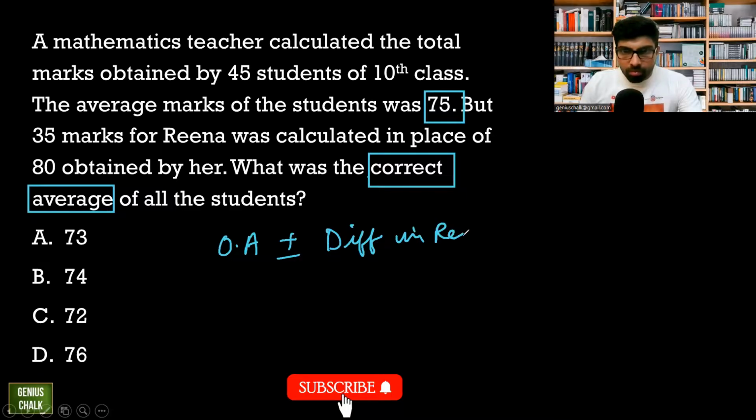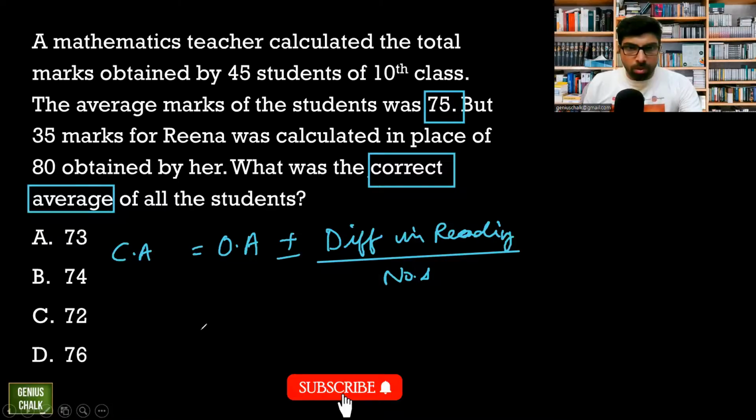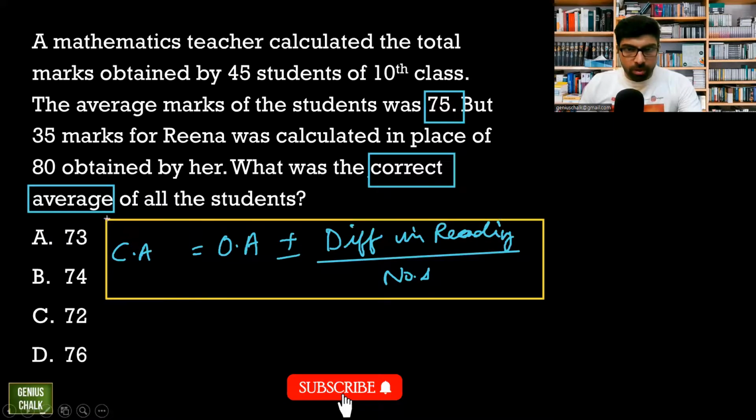reading divided by the total numbers, and that is always equal to the correct average. Okay, remember this formula for all these type of reading based questions. So I'm putting it in a box so that you can remember it.